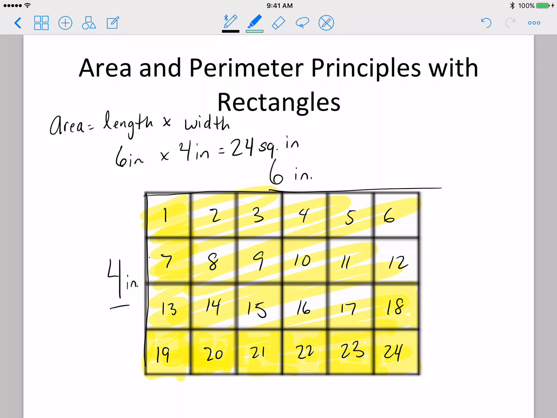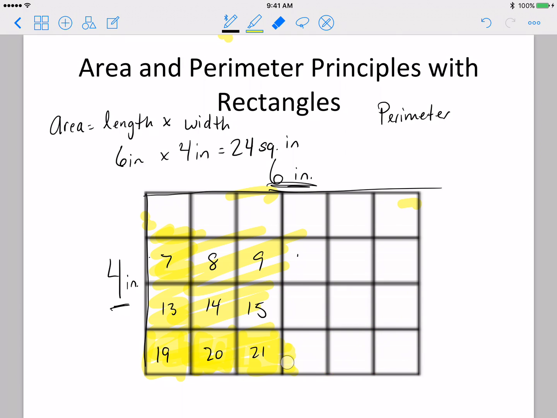So there's an example where it's already tiled, how we could multiply to find the area. If we're thinking about perimeter, we know that this side length is 4, this side length is 6. We don't care about what's going on in the middle anymore with perimeter, do we? We want to know the distance around the outside of this figure when we're thinking about perimeter.